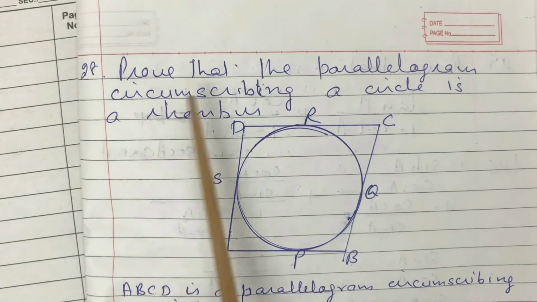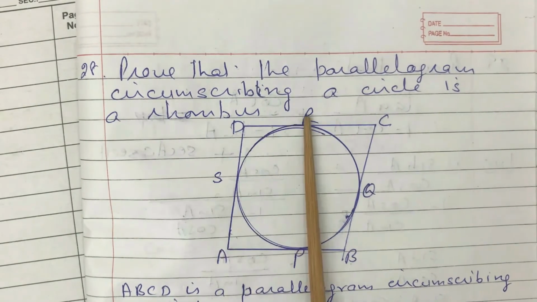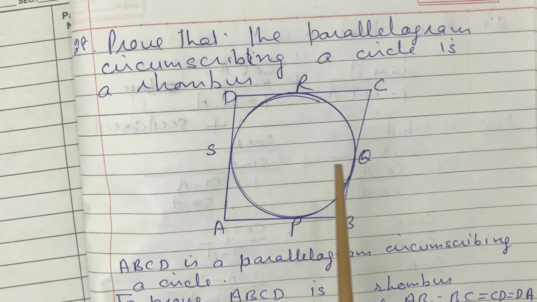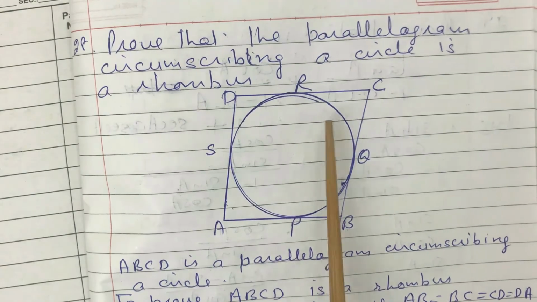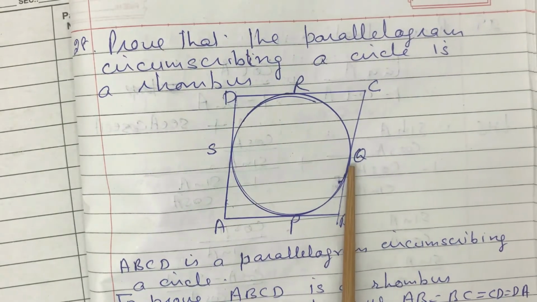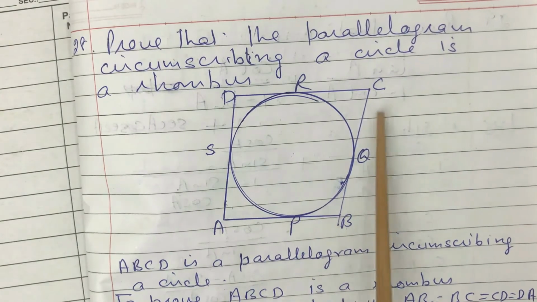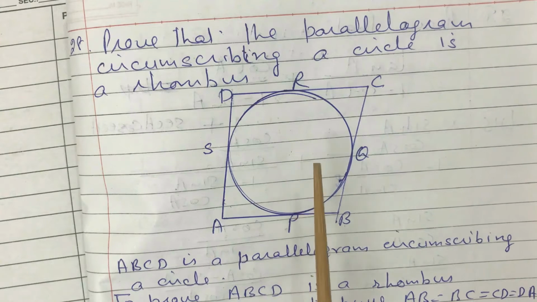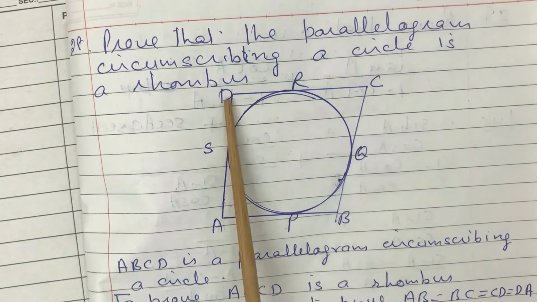Now 28th question. Prove that the parallelogram circumscribing a circle is a rhombus. Now we will draw this figure here. Here is a circle and this is a parallelogram, and the parallelogram is circumscribing this circle. These points are A, B, C, D and these points are P, Q, R, S. What do we have to prove? This parallelogram is a rhombus.